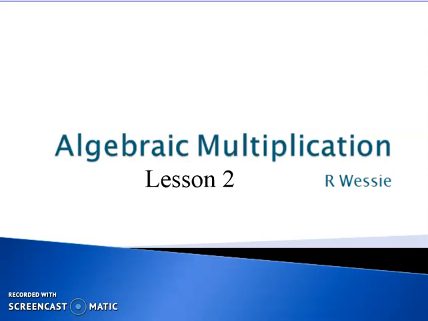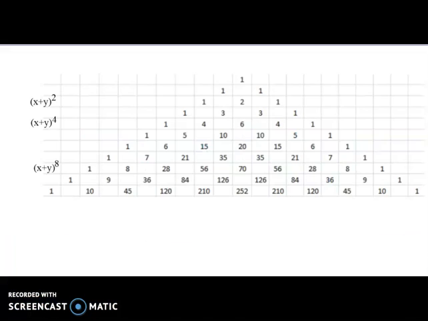Welcome back. We go to algebraic multiplication, lesson 2. At this point in time, most of you have expanded various brackets and have had enough practice on expanding our brackets. So today we're going to look at a few ways to shorten our calculations and make it easy for ourselves, how to get to the answer a lot quicker.